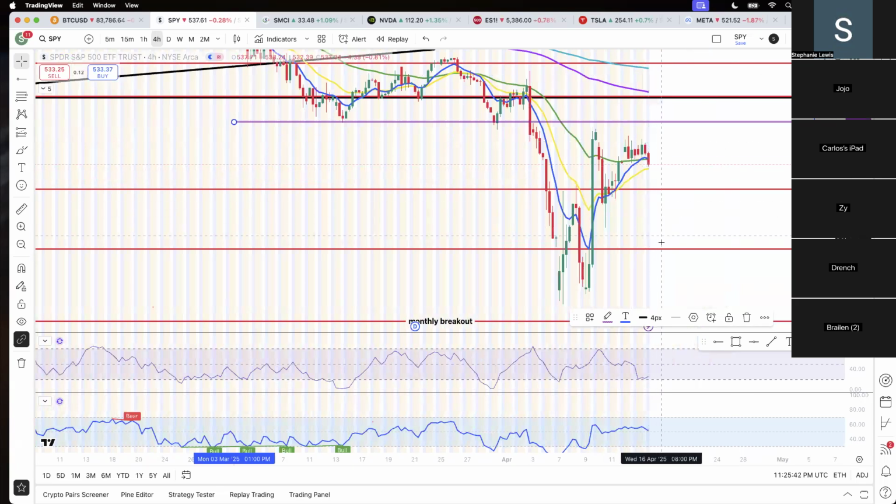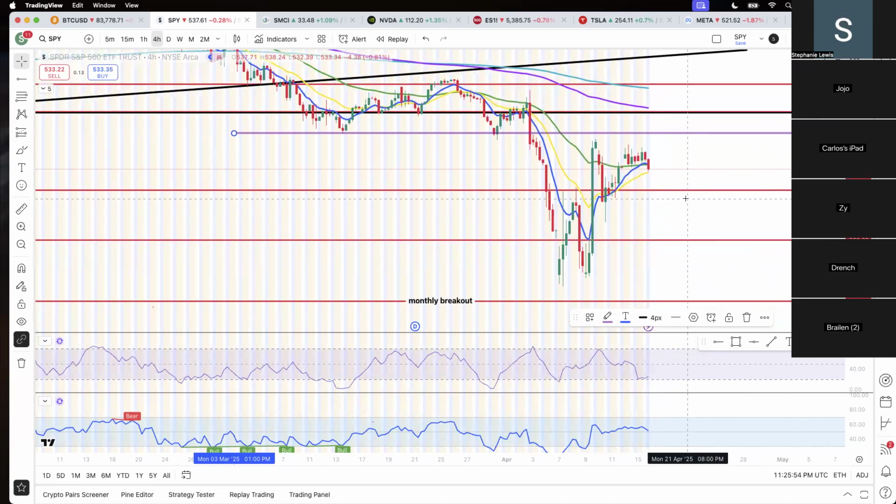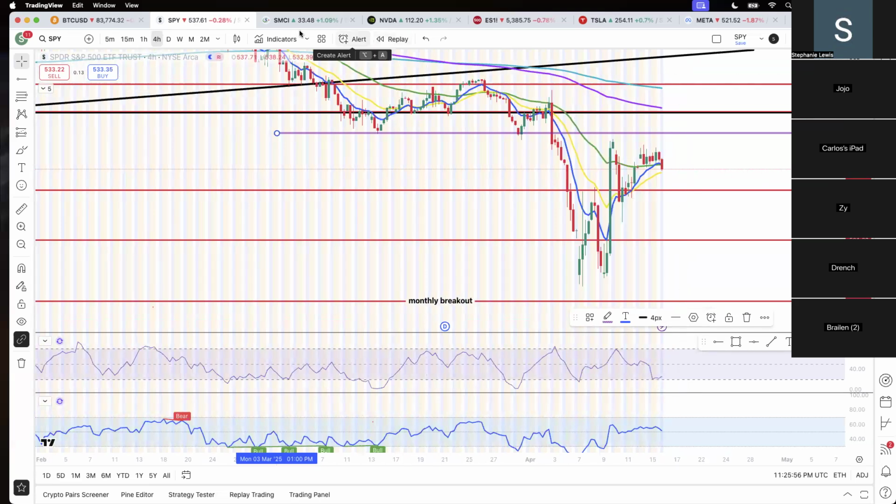Now, if we do reject here, do we come back down? Each of these areas will be areas that you could look for SPY at. That 523 is an area of support. 501 is an area of support. Do buyers show up in these areas and we can go back higher? We'll see what happens.